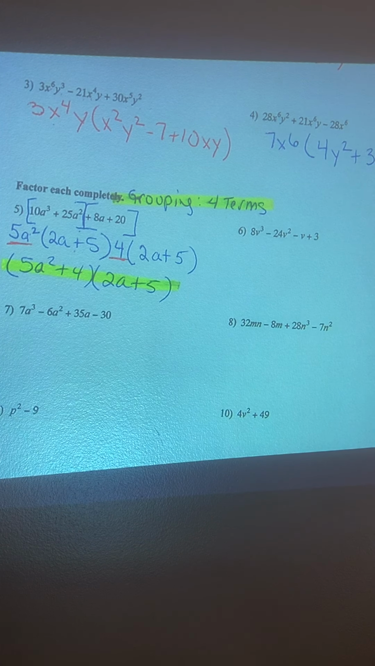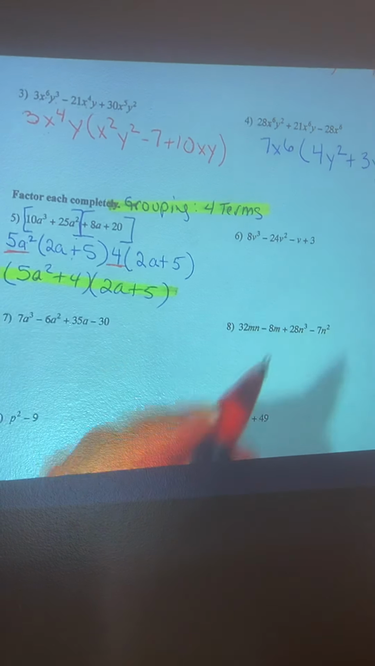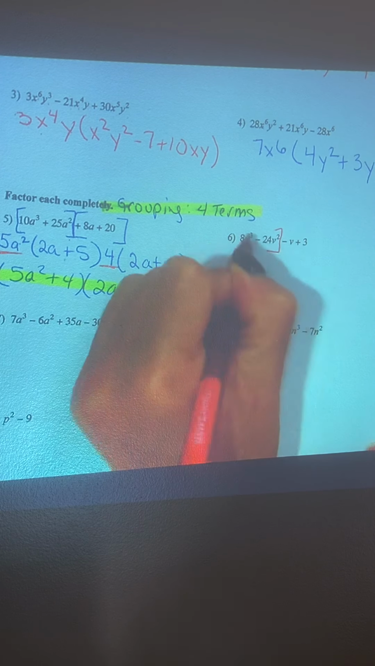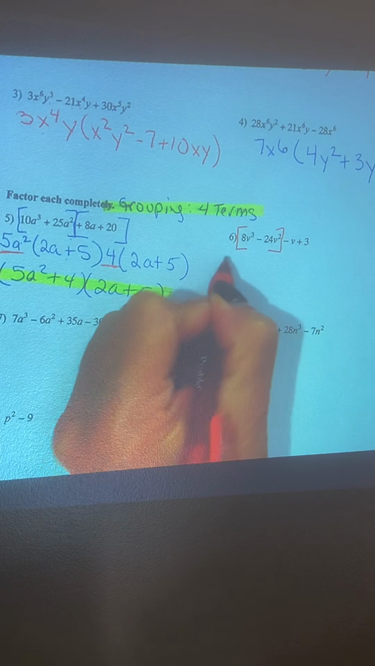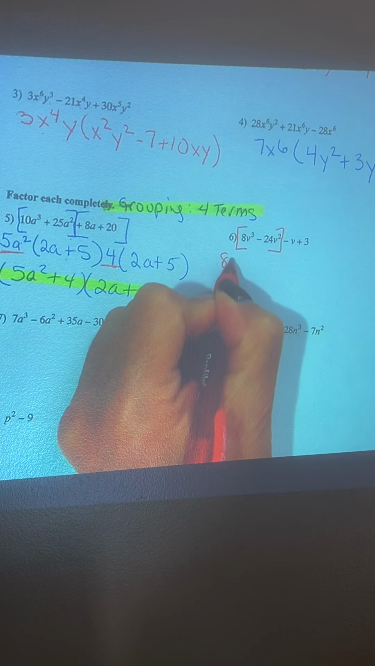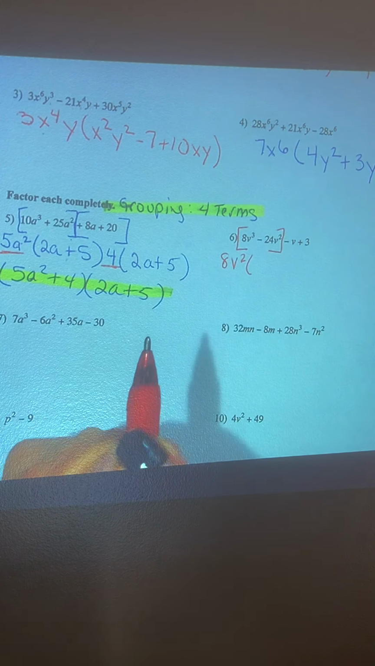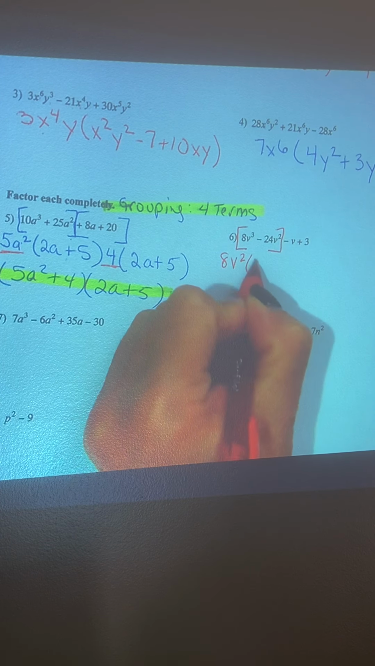Next. First step. Greatest common factor of the first 2. 8 and 24, 8. v^3, v^2, v^2. Divide your numbers, subtract your exponents. I'm left with v minus 3.